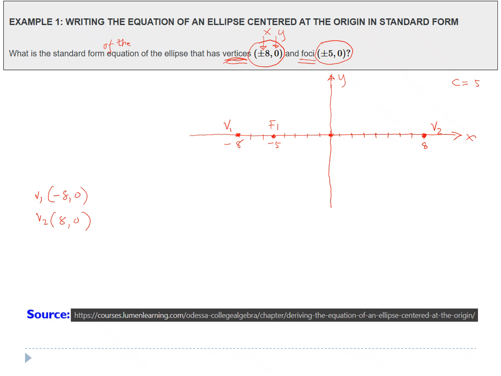And to the right, so we have 1, 2, 3, 4, 5. So this is the other foci, f2. Okay? So we know that this is our A, right? This is our A, and this is our C. This is our C. Same here. This is also our A, and this is our C.